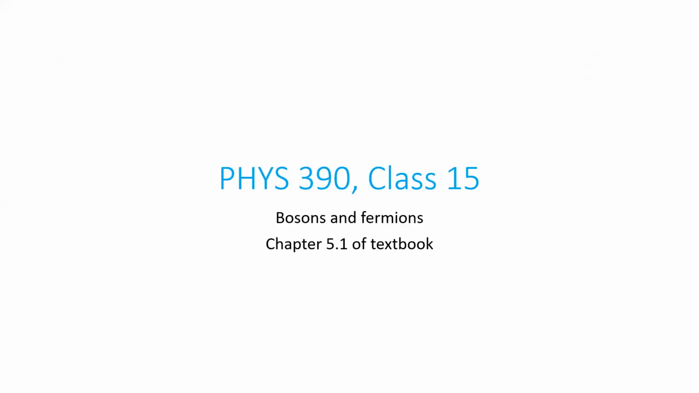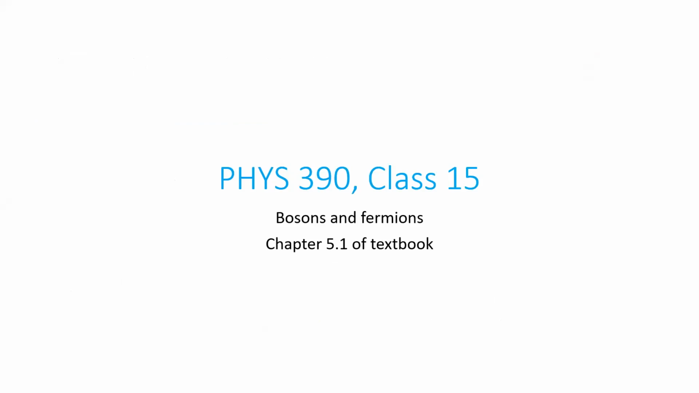Okay, guys, welcome to Physics 390 class 15. This class will be on bosons and fermions. Bosons and fermions are two classes of particles. Bosons are the force-carrying particles like the pion and the photon. Fermions are the matter particles like the electron, proton, neutron, and others.